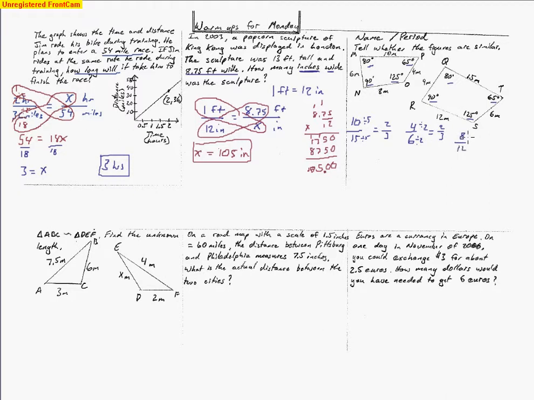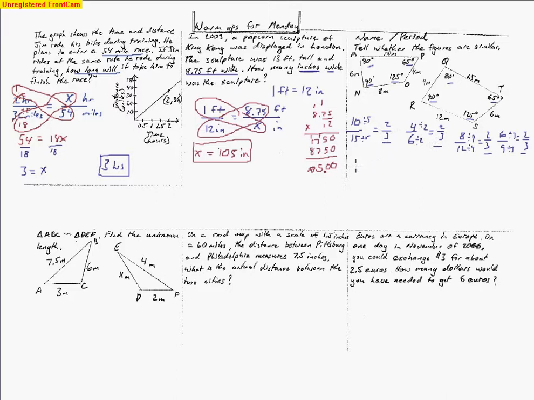8 and 12, I take out a common factor of 4, and that makes 2 over 3. Okay, last one. So 6 and 9. So 6 over 9, I take out the common factor of 3, and that makes 2 over 3. So they all have the same ratio.